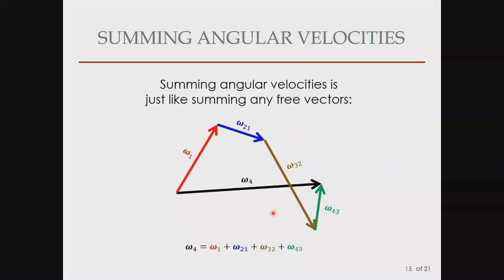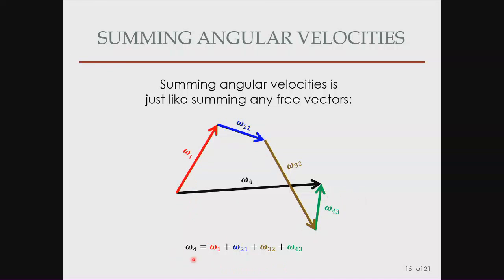And here is another example. You can think of these absolute and relative angular velocities as just normal vectors. If you have body number 4 and you know the angular velocity of body 4 relative to body 3 and angular velocity of body 3 relative to body 2 and so on, you can calculate the absolute angular velocity of body 4. You will just sum it like this, just like you would sum vectors.